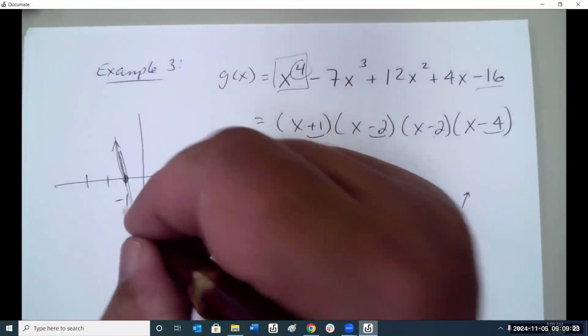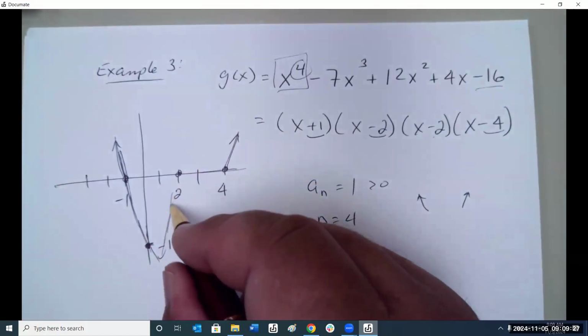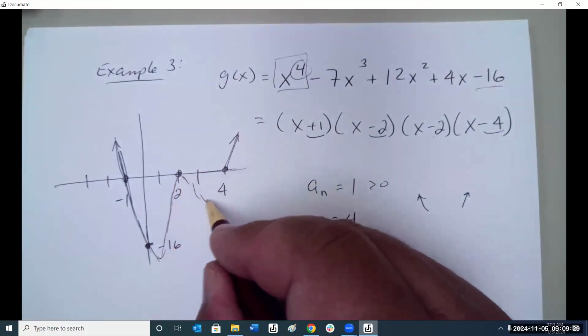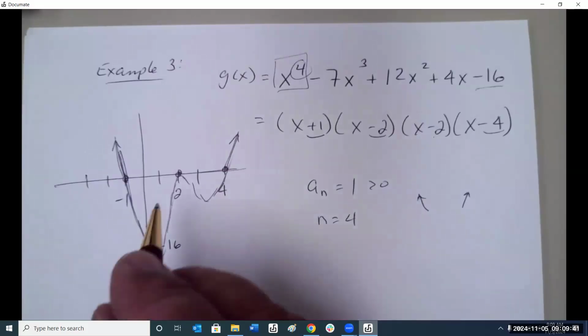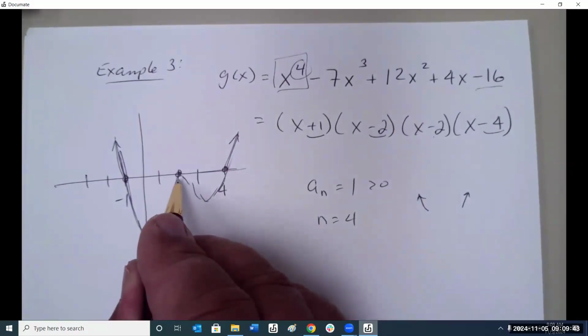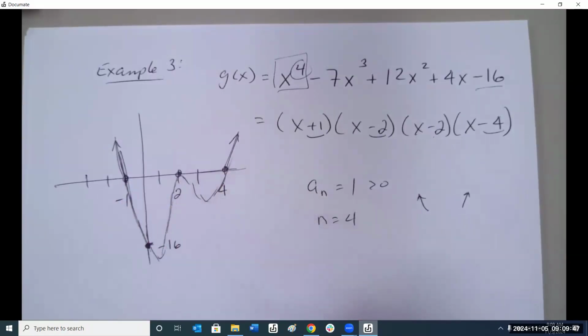So our graph will look something like this. But there's a more important thing to be noted here. Why didn't it cross there? Why did it only cross here and here? Why didn't it cross there?